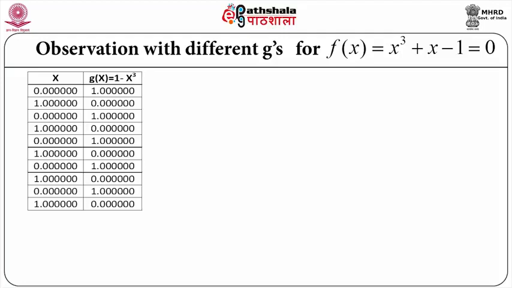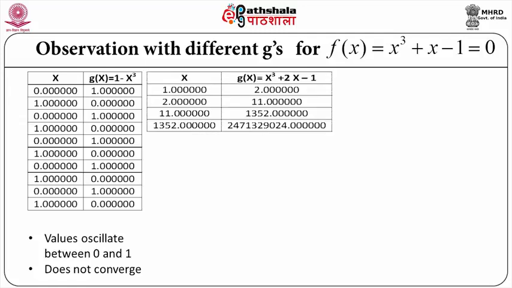So, the next point is 0. Again 0 is the input, 1 - 0 is 1. So the sequence of approximations keeps oscillating between 0, 1, 0, 1, 0, 1 and so on. And so this g(x) will not give the root of the equation.